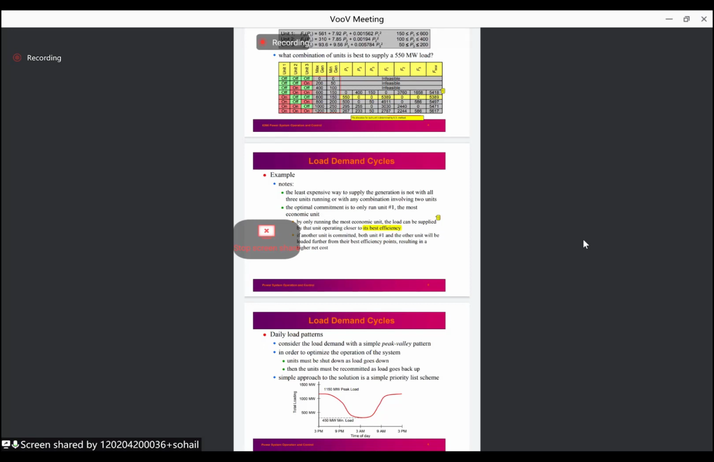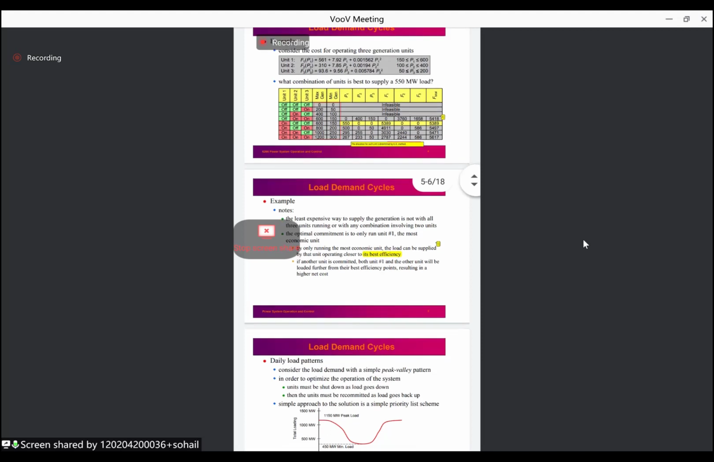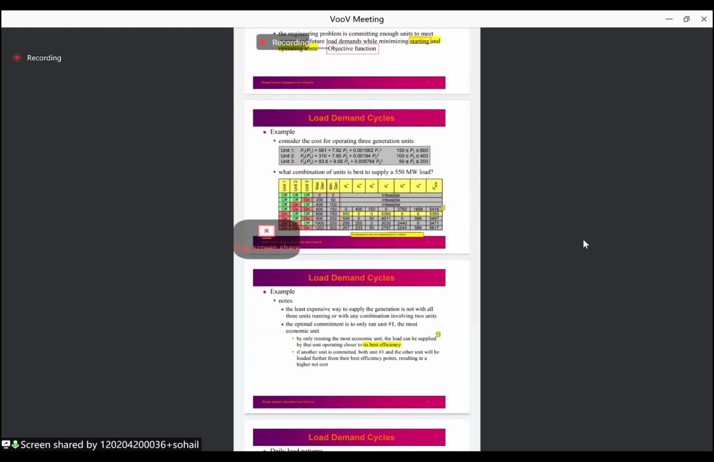Okay, I mean to say, when the load is increased, which unit generator should be started, and when the load is decreased, which units should be turned off. This is the unit commitment. Okay, so now I'm explaining PPT number 5. Example, and then have notes. The least expensive way to supply the generation is not with all 3 units running, or with any combination involving 2 units. Okay, this is very important.